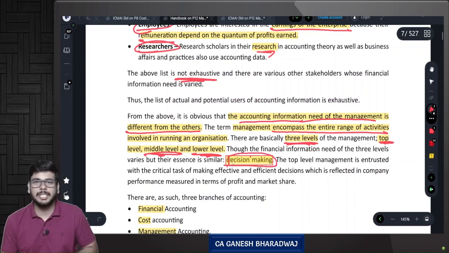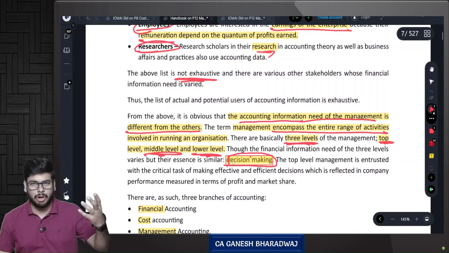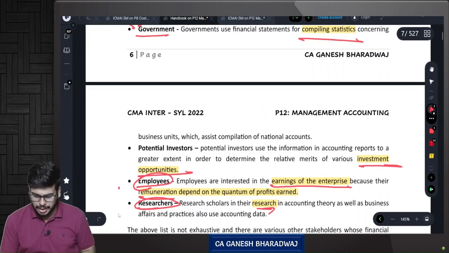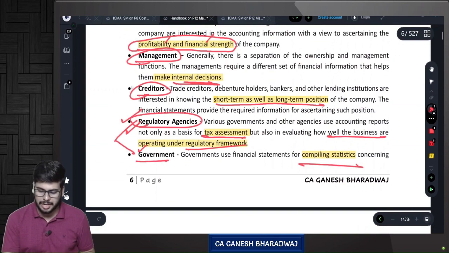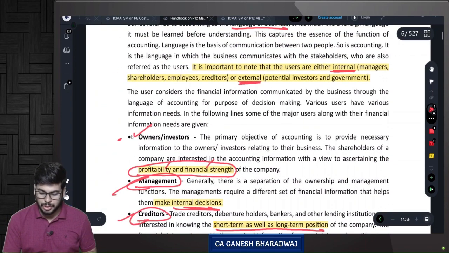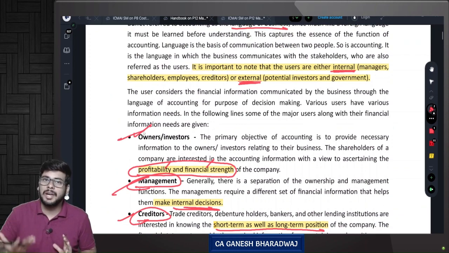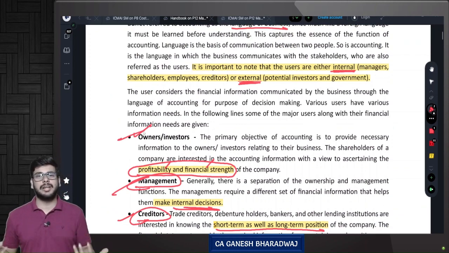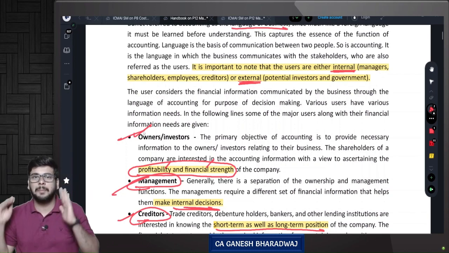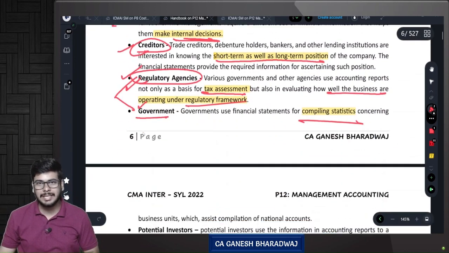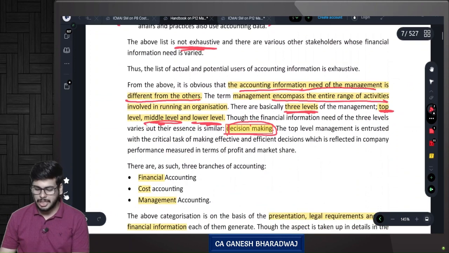So broadly speaking, though there are so many users of financial information, we saw employees, researchers, government, regulatory bodies, your creditors, management, you have your owners of the company, all these people are there. But management's requirement of data is slightly different. That's why we have a separate branch of accounting called management accounting, with an objective of what? Decision making and control. I told you that decision making and control.